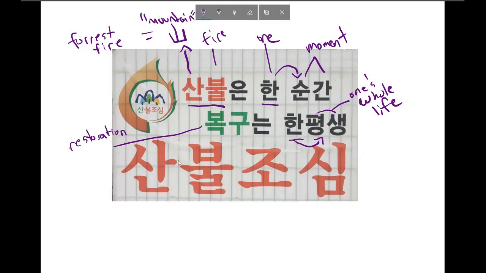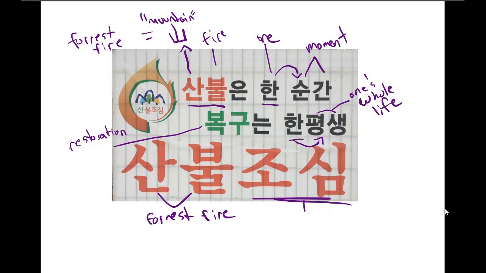And down here you see 산불 again, which means forest fire. Again, you could also translate it to mountain fire, but this is forest fire, which we already know. And 조심하다 is a word that you see very commonly on signs to indicate that one should be careful about something. It means to be careful, and 조심 is the noun form of that. So you typically see 조심 following something to say, be careful about this. So this is just be careful of.